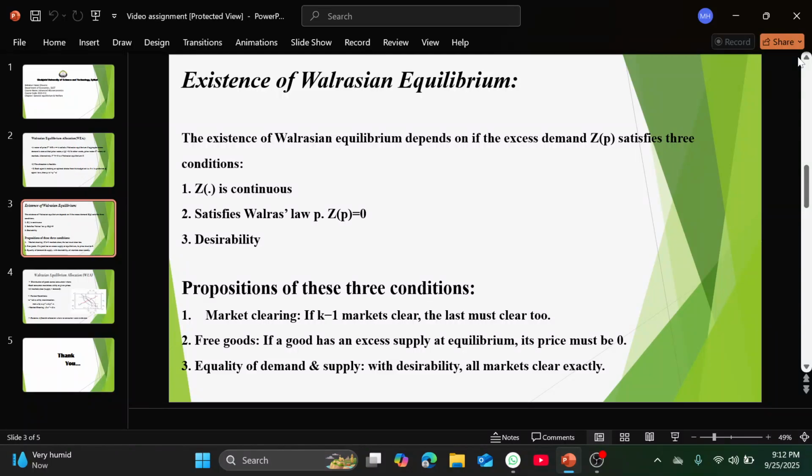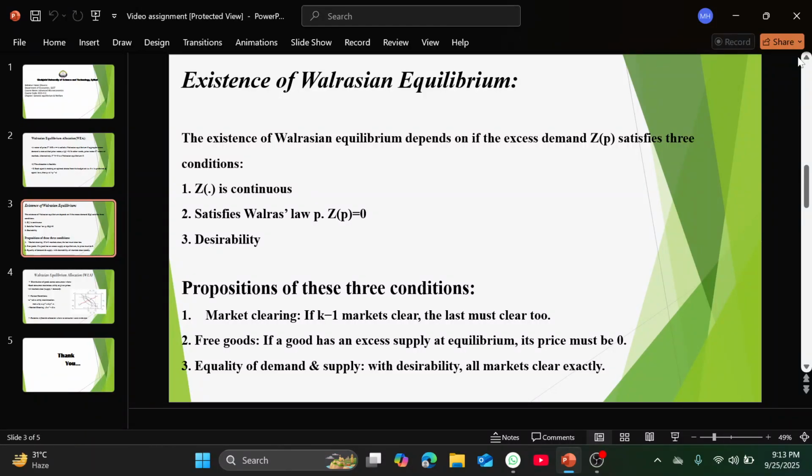Now I will describe existence of Walrasian equilibrium. A Walrasian equilibrium price vector P star is an element of the real numbers. The existence of Walrasian equilibrium depends on whether the excess demand satisfies three conditions. Number one, Z is a continuous function, and it satisfies Walras' law and desirability.